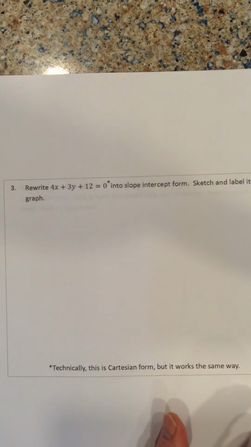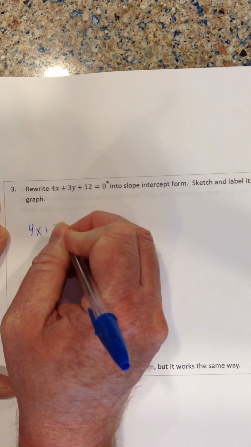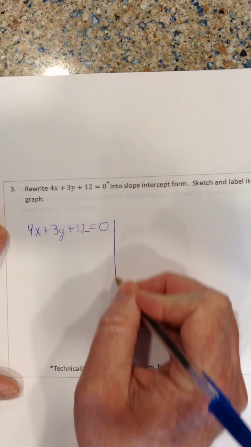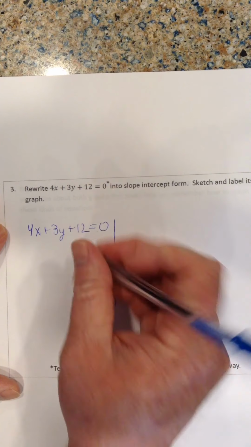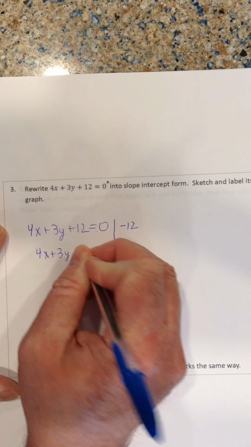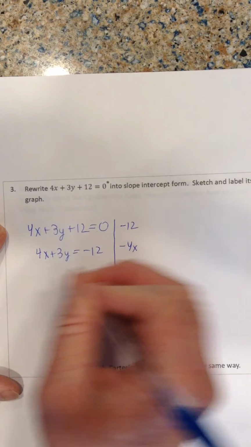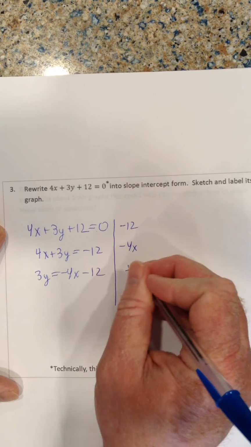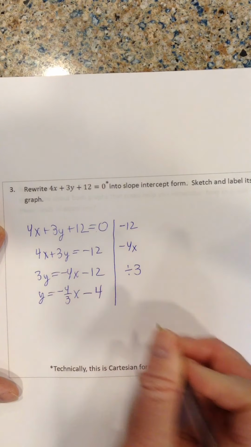Okay, let's try another one. So I have 4x plus 3y plus 12 equals 0. Okay, now this is technically Cartesian form because it's equal to 0. So I'm just going to subtract 12. So 4x plus 3y equals negative 12. Now it's standard form, so I'm going to subtract 4x. So we get 3y equals negative 4x minus 12. Divide by positive 3, so I get negative 4 over 3x minus 4.